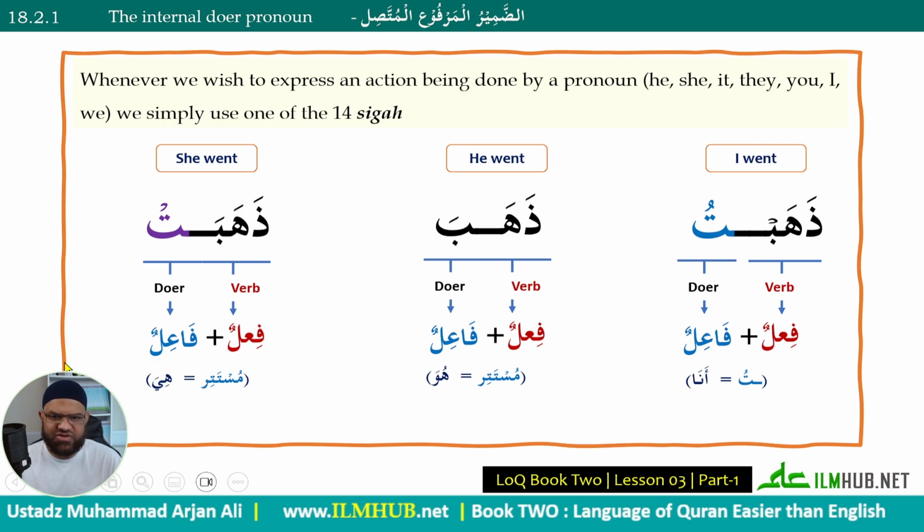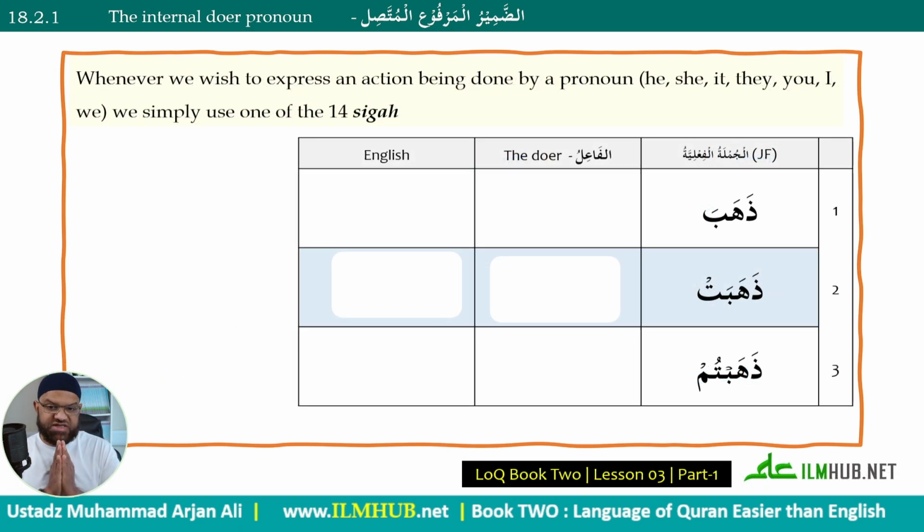And this is the point that you will note. So if I ask you who the doer is, dhahabat, you'll say here. But it's not a letter or anything. It's here, mustatir. It is hidden within the verb itself. The ta is a sign of feminine. So whenever we wish to express a sentence where we are saying a pronoun has done the action or is doing the action, he, she, you, I, it, they, we, we simply use these versions as I've already shown you.